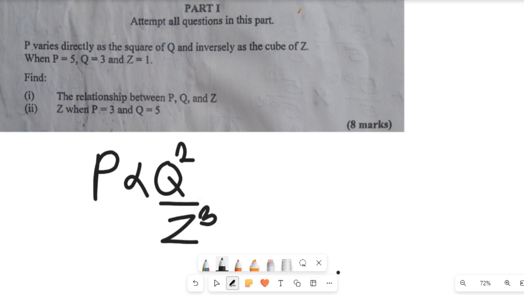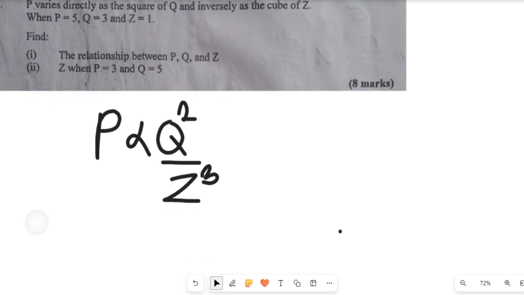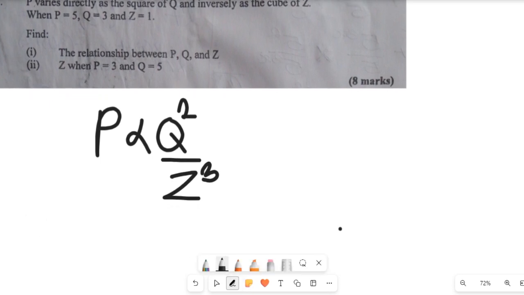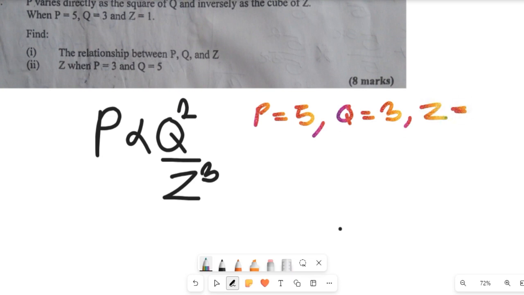So what does this tell us? As Z increases, P will decrease. And that is what inverse proportional is. And as P increases, Z will decrease. So this is exactly the proportionality of the question we are given. Now from this question, we are told that P is equal to 5. We're also told that our Q is equal to 3, and we are told that our Z is equal to 1. So we are asked to find what?